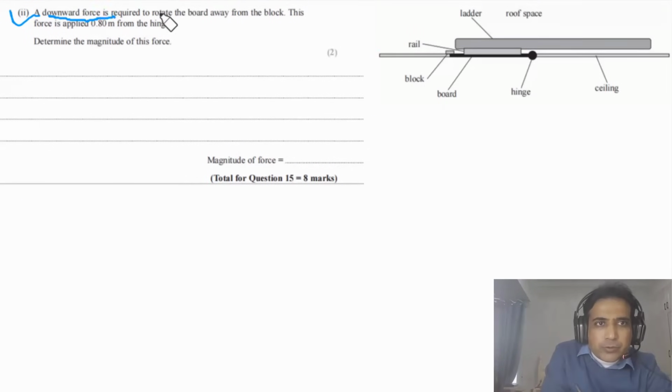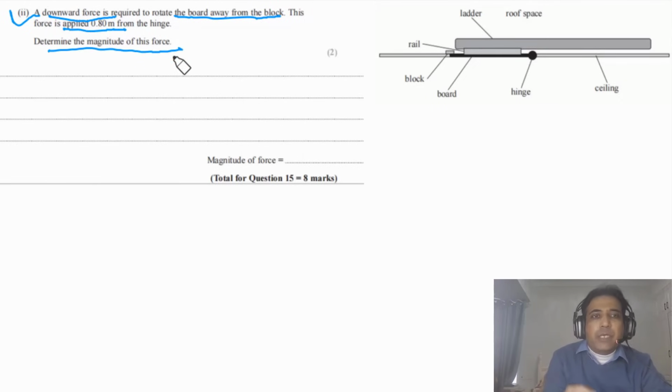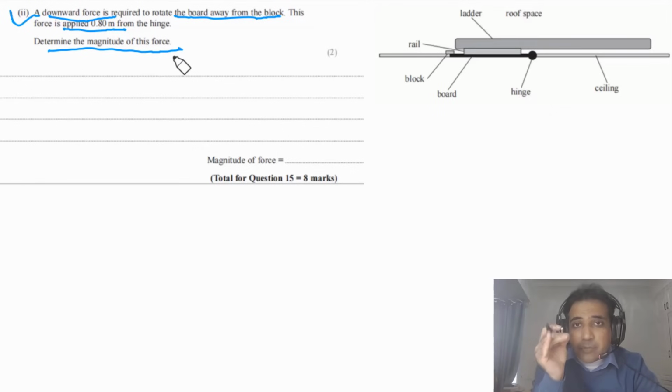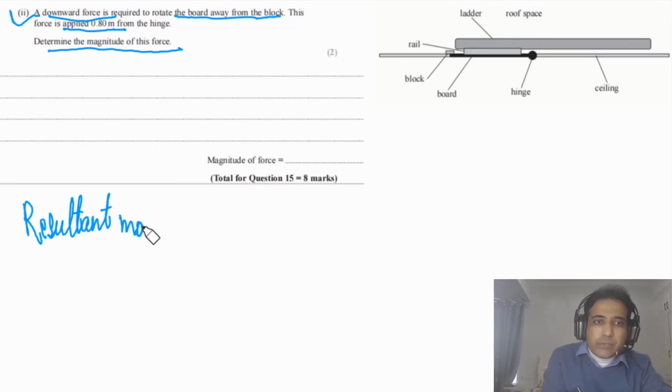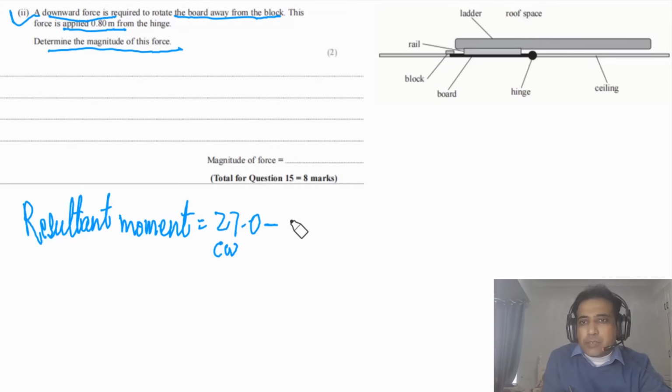Part 2 says a downward force is required to rotate the board away from the block. This force is applied 0.80 meters from the hinge. Determine the magnitude of this force. In the last part we have already discussed that the net moment is balanced by the block. Now we simply need to calculate the value of that resultant, or net moment, and that moment is provided by the block. So the resultant moment will be equal to 27.0, this is the clockwise moment, minus the counterclockwise moment, that was 22.5 newton meters.